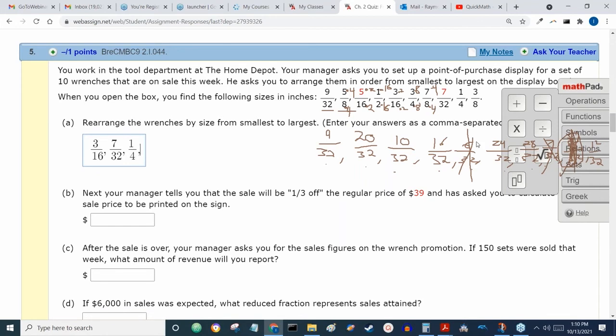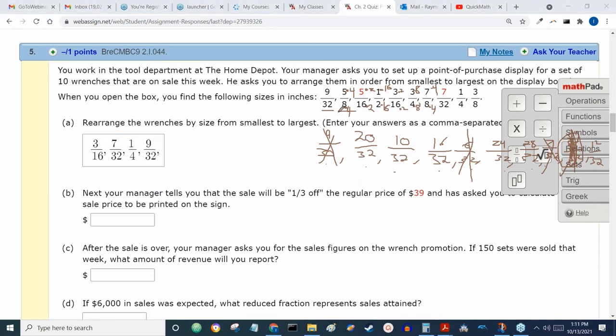Let's see. So we did 6 in the top, 7 top, 8 in the top. 9/32 is next. So that one's on the list. That's already 9/32. So that's what we want to type in. Then remember to do your right arrow to get out of the denominator.